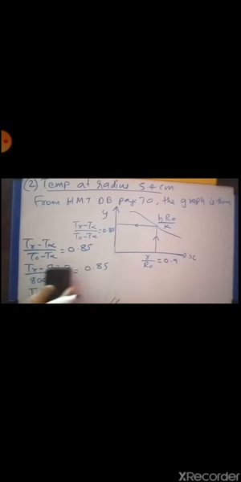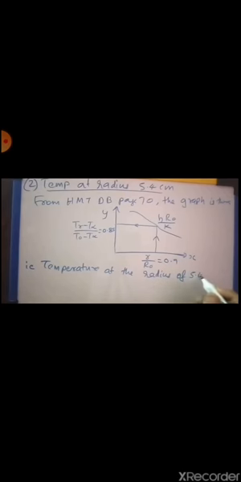That is, we get the temperature at the radius of 5.4 centimeter, Tr is equal to 803 degrees centigrade. This is the answer.